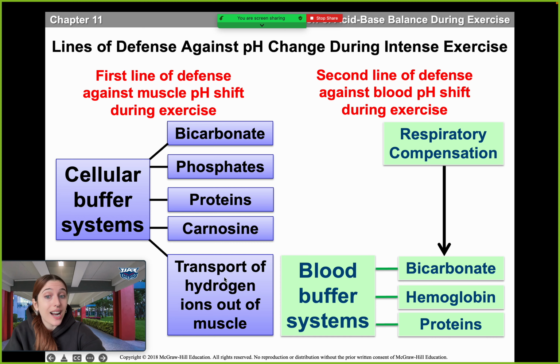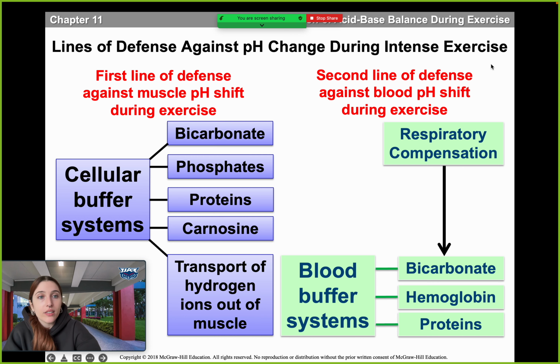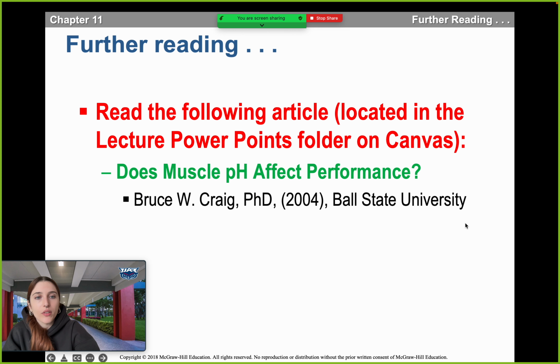Also, our hydrogen ion transporters are considered a cellular buffer, right? Because what is a buffer? It's anything helping us resist changes in pH. If our hydrogen transporters are pumping hydrogen out of the cell, that's considered a buffer. Okay, so we can take a look at this picture here. Again, respiratory compensation is tied to our bicarbonate, and so on.